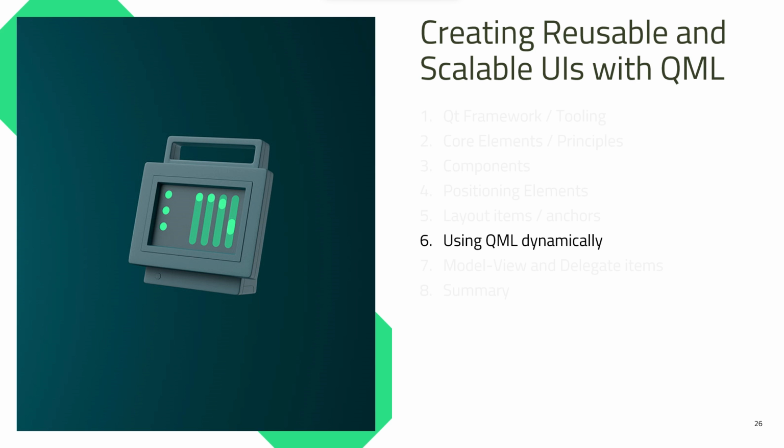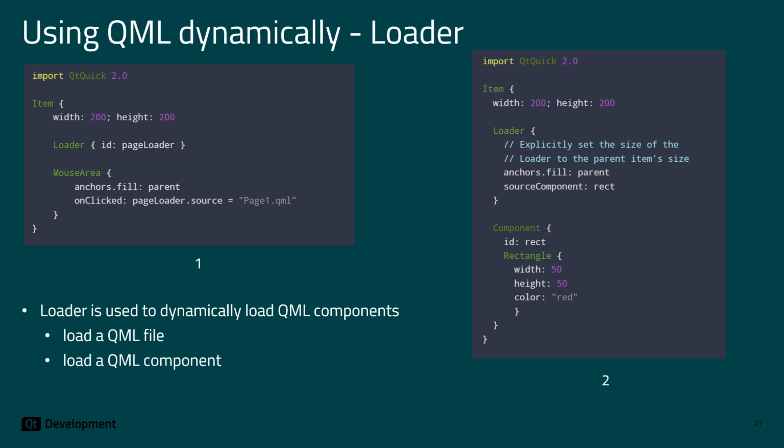When creating scalable and feature-rich UIs, the need for dynamic changes, different states, or prompt creation of UI elements is evident. I will talk about the two main items that can satisfy these needs, the loader and the repeater item. The loader is used to dynamically load QML components. These can be loaded from a QML file, which is shown in the first example.